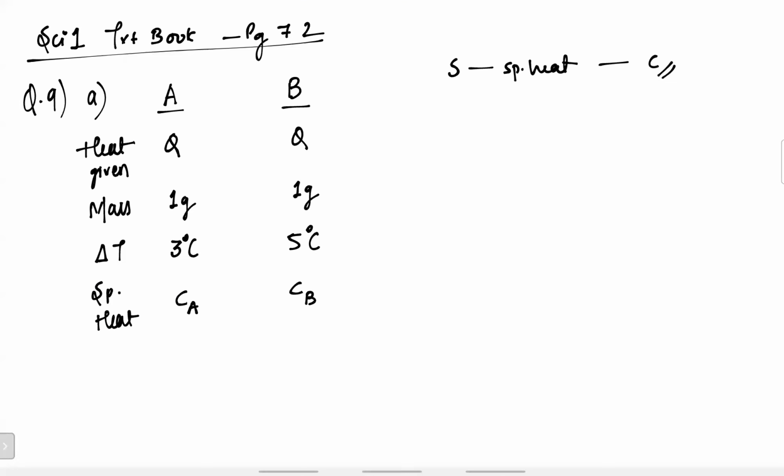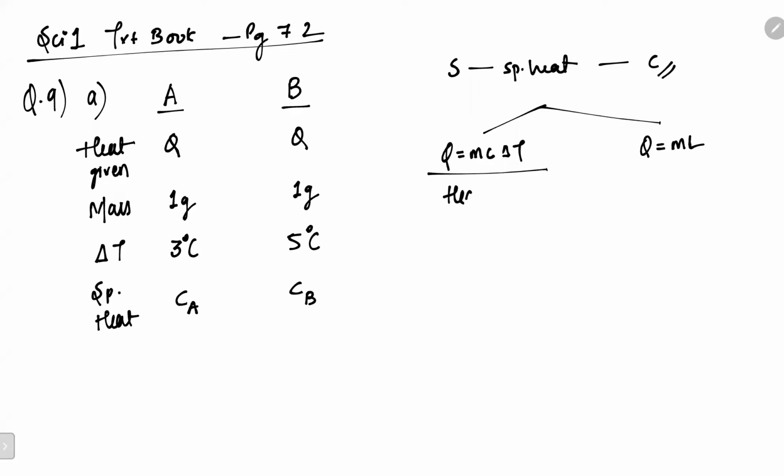Okay, so now the thing is, heat is given to an object and its temperature increases. There are two formulas. We had two types of formulas. One was Q is equal to MC delta T, and the other formula was Q is equal to ML. If you remember it well, this formula was used for heating/cooling, and this formula is for phase transformation. Tell me which formula is applicable here.